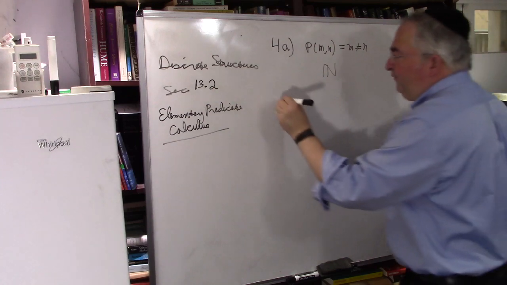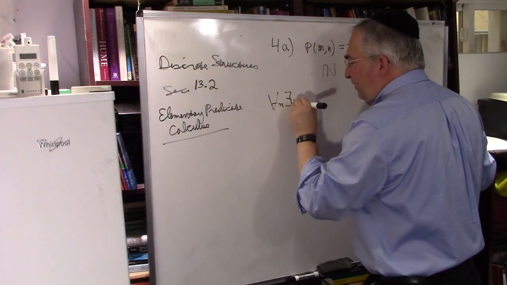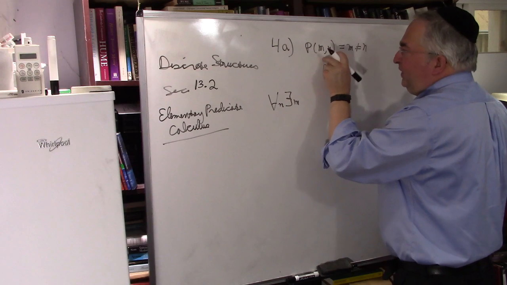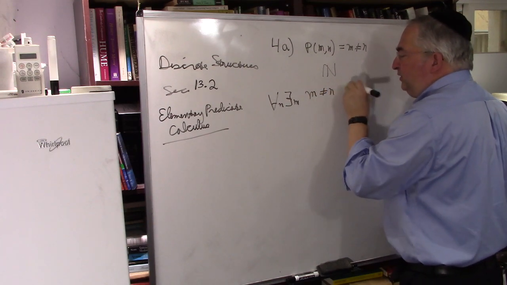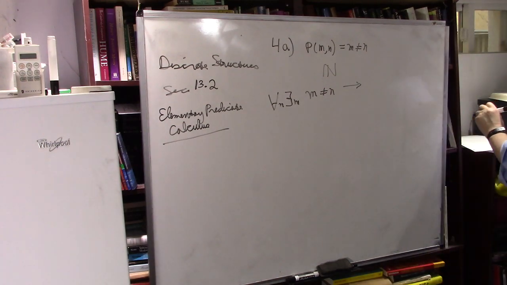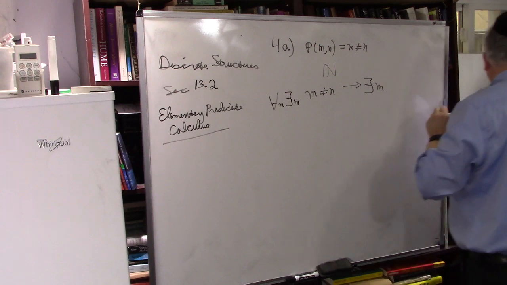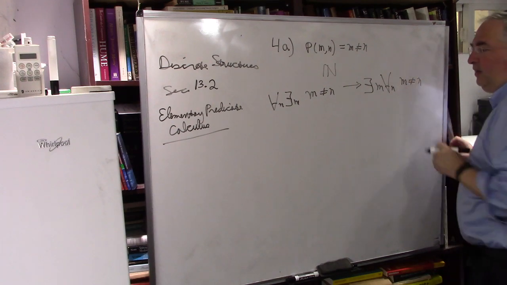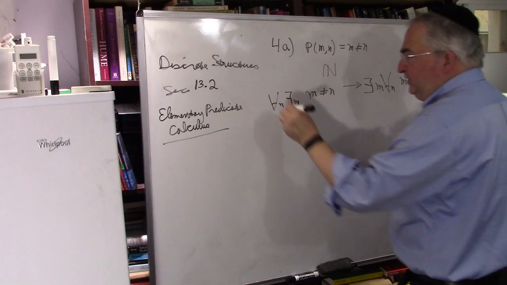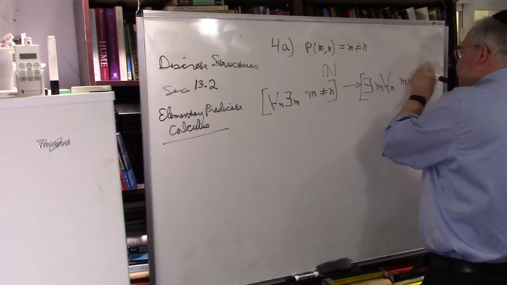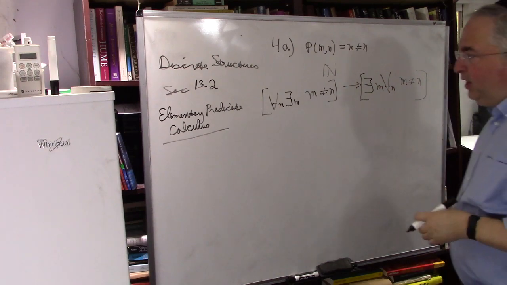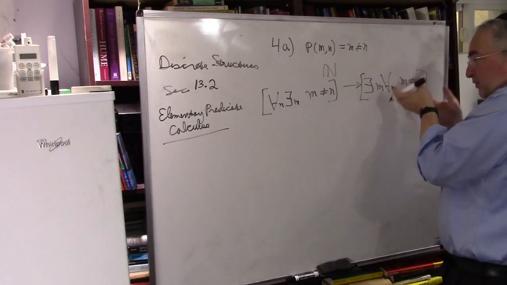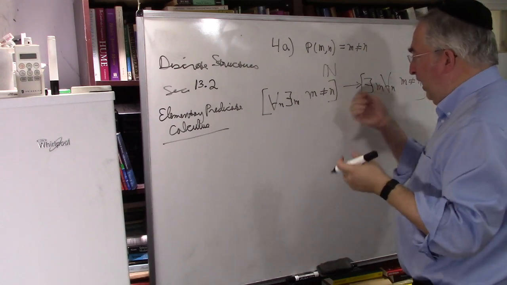For all n, there exists an m such that P of m, n. Then, there exists an m such that for all n, m is not equal to n. Now we want to analyze this. We want to know, is this true or is this false for the natural numbers? In order to analyze an arrow, we have to see if this is true, and then we see if this is true, and then we see how the arrow works.